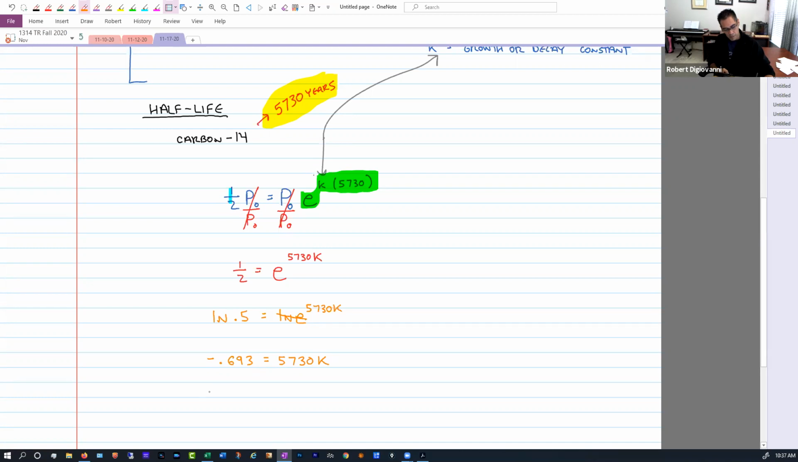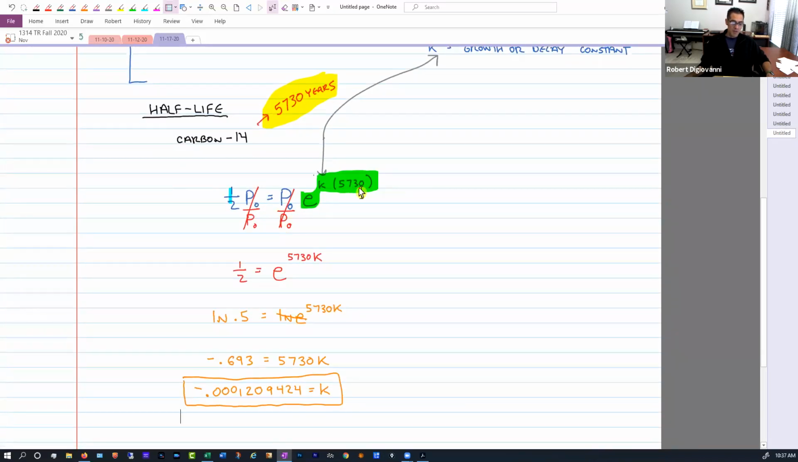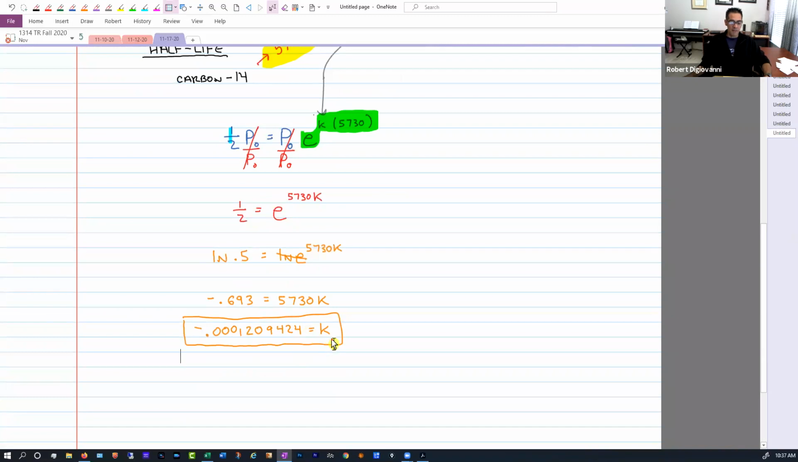I'm going to get a very small number. Watch, I'm going to get negative 0.000, I'm going to go out as far as my calculator goes, 1209424. That's what k is. Okay, so recapping what I've done so far. Somebody told me that the half-life of carbon-14 was 5,730 years. I used the original formula, plugged in 5730 here, did a half of the original amount. These things canceled, did natural log on both sides, and I figured out what k is.